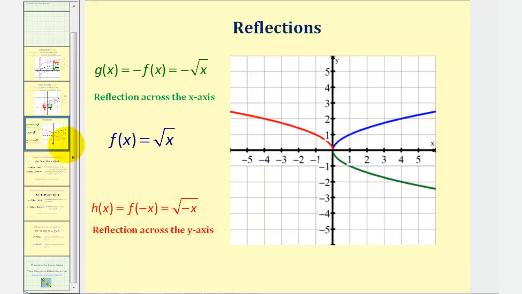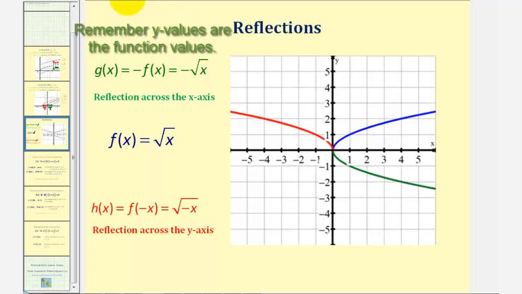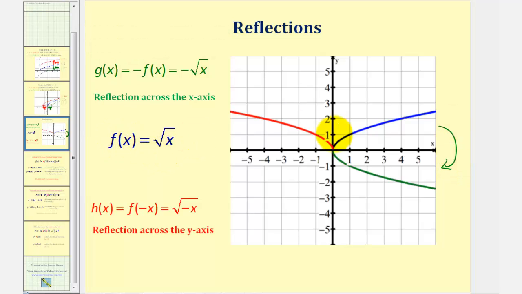So for this review, let's take a look at this slide. Again, if we start with the basic square root function graphed here in blue, to reflect f of x across the x-axis, we would let our new function g of x equal the opposite of f of x, or in this case, negative square root x. Notice in this case, we will be changing the sign of the y-coordinates, reflecting the graph across the x-axis. If we want to reflect f of x across the y-axis, we would need to change the sign of the x-coordinates. So our new function h of x would be equal to f of negative x, or in this case, the square root of negative x.